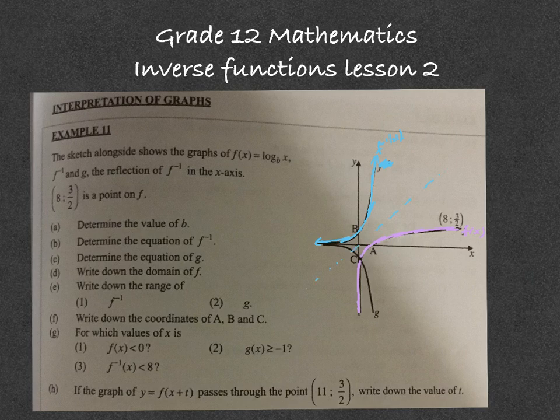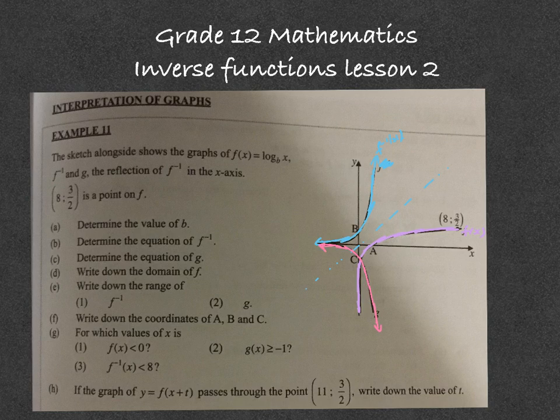And then there's another graph, g, the reflection of the inverse of f about the x-axis. That's not really difficult, eh? That's just the blue graph reflected about the x-axis. So it's like those questions we've done earlier, but it's all together now.